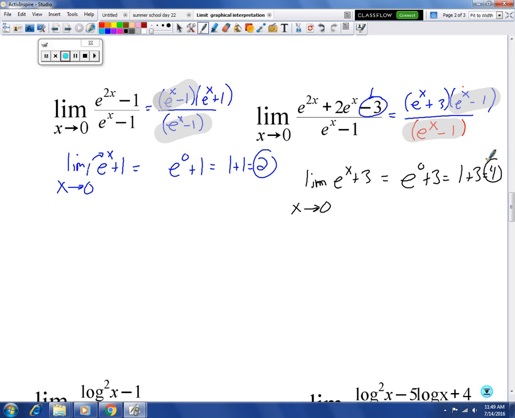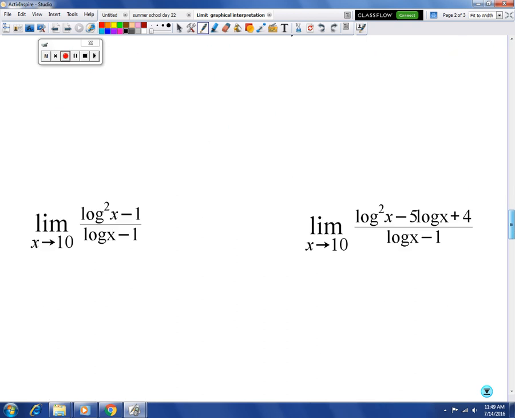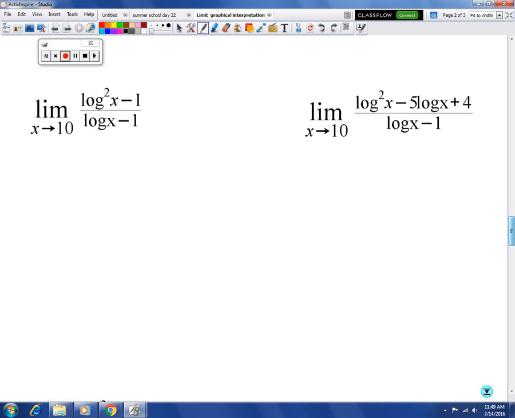All right, let's try ones with logarithms, because we don't do many logarithms.